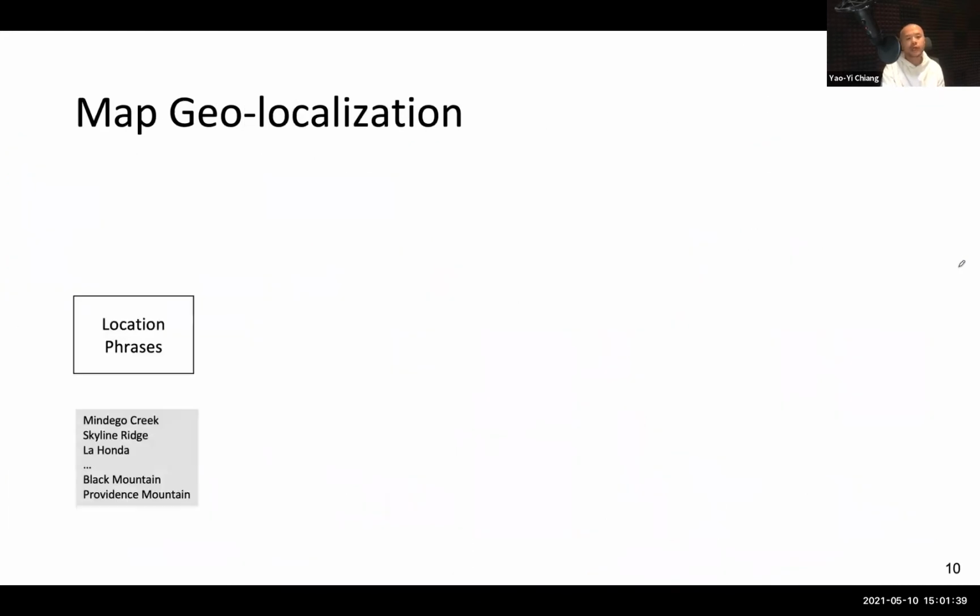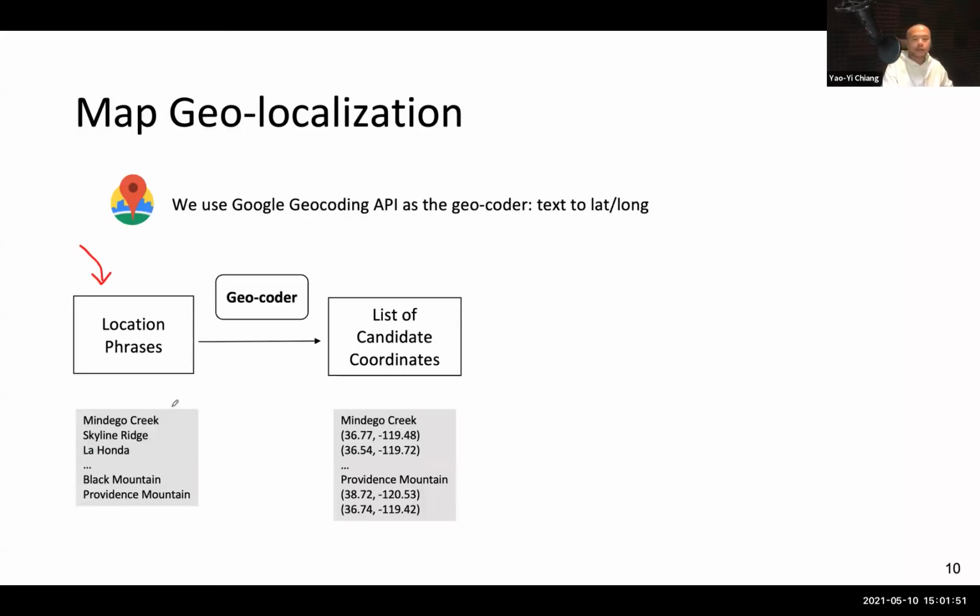The next component is map geolocalization. The input of this component is the location phrases generated from the last component, right? Mindego Creek, Skyline Ridge, La Honda, and so on. Then we take all these location phrases and use a geocoder. Again, here we use Google Geocoder. If you don't have access to Google Geocoder, you can use a free geocoder, Texas A&M, still serves one. The geocoder will give us a list of candidate coordinates for each name because Mindego Creek might exist in many places, right? So in this example, we have two Mindego Creeks at different locations.